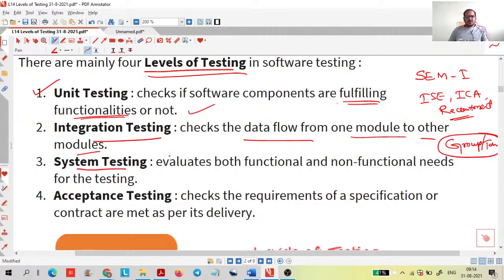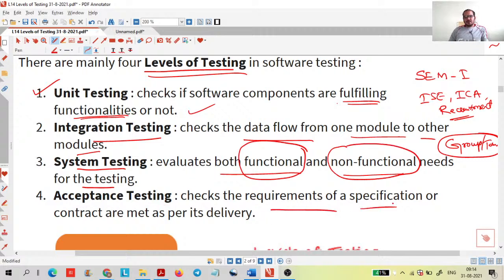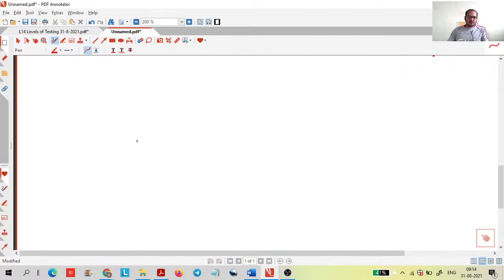Then system testing comes, which evaluates both the functional and non-functional needs. It mainly tests both functional features and non-functional aspects also. Then acceptance testing checks that the requirements of the specification or the contract are met as per its delivery. Here I will explain.